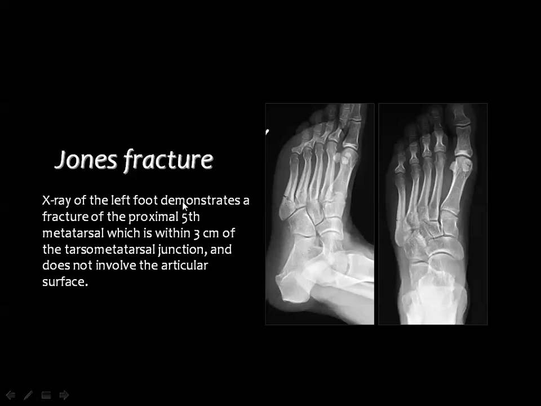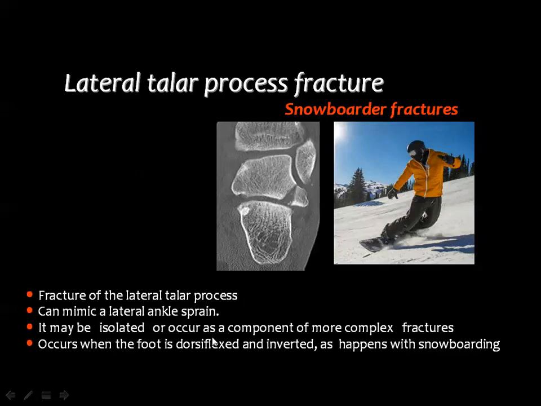Then here you can see the site of the Jones fracture, and this fracture, according to the literature, is of relative bad prognosis due to the high risk of non-union. And this type of fracture, which involves the lateral talar process, is also known as the snowboarder's fracture because it is usually seen in snowboarders during this particular type of motion.